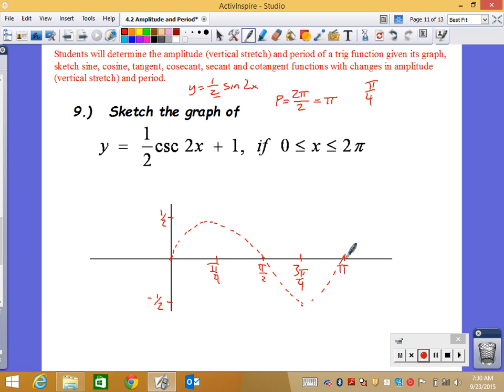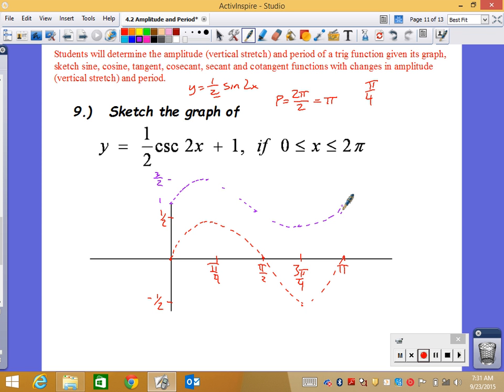So just to illustrate this vertical shift now, every point we move up 1. So the 0 point gets moved up to 1. This 1/2 gets moved up to 3 halves, 1.5. 0 gets moved up to 1. -1/2 gets moved up to 1/2. Missed a point there. And then 0 gets moved up to 1 again. So this is my 1/2 sine 2x plus 1.